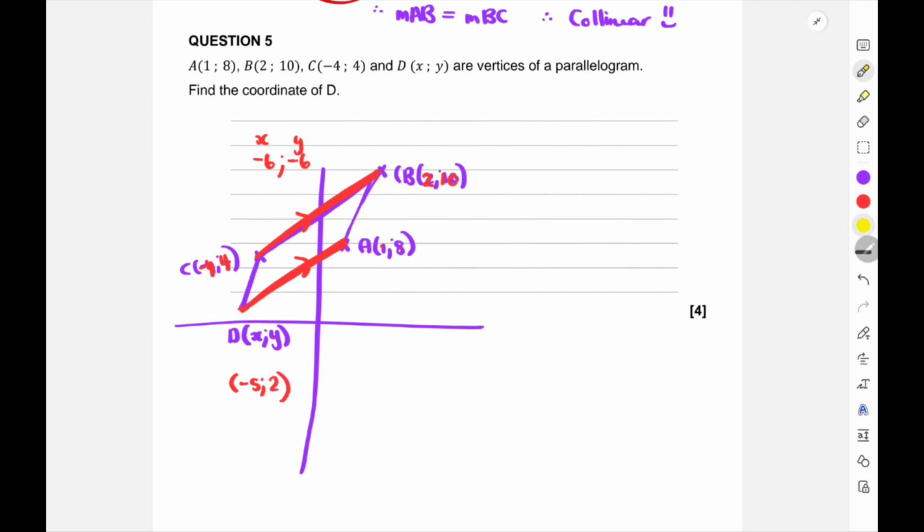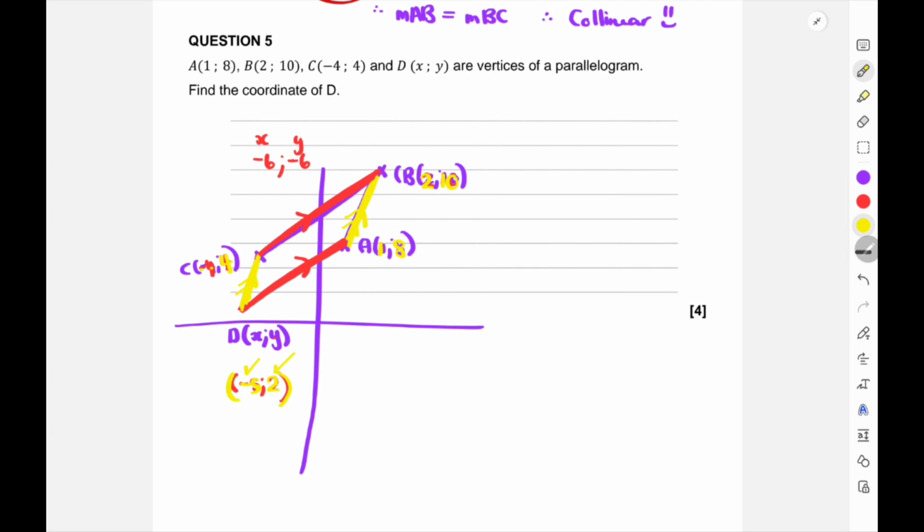I'm going to test it the other way around as well. Let's use those parallel lines, which is indicated with the yellow. How do I get from 2 to 1? I subtract 1. What is -4 minus another 1? It gives you -5. Then the y value is 10. What did I have to do? I had to subtract 2 to get 8. What is 4 minus 2 to get that value? It is 2.